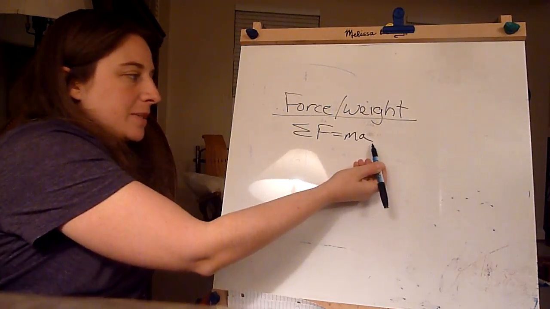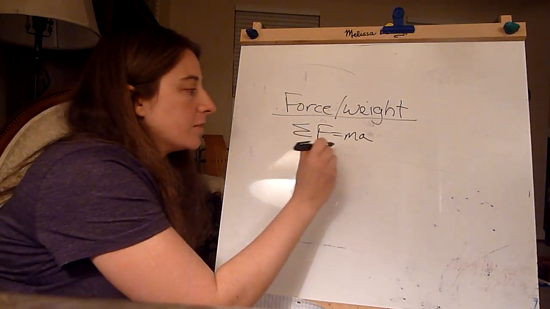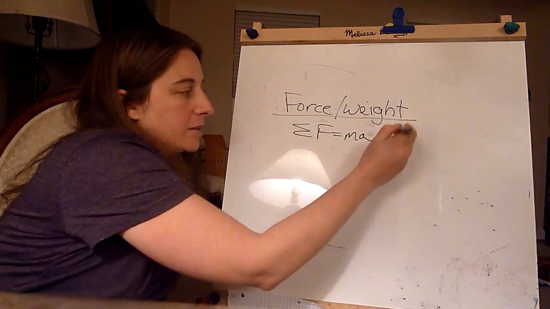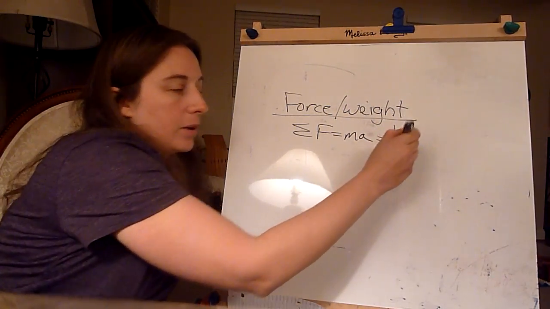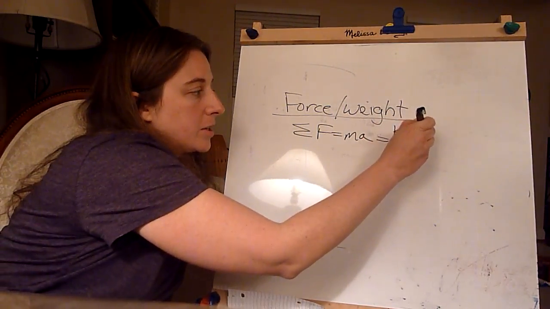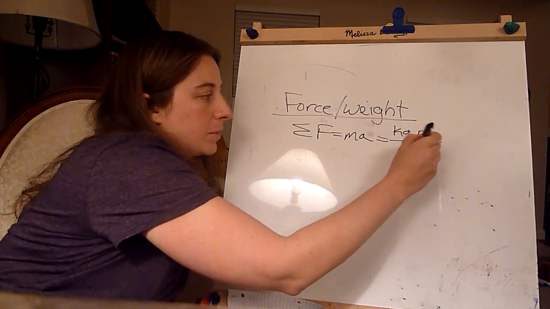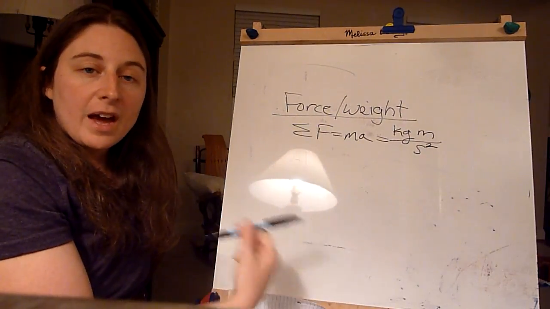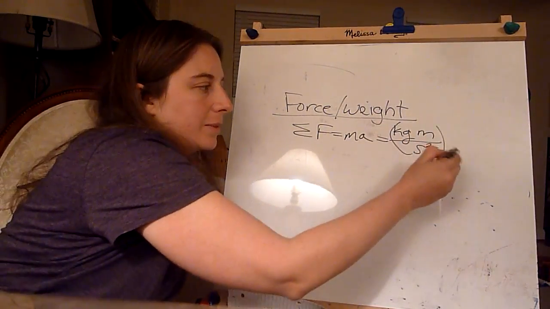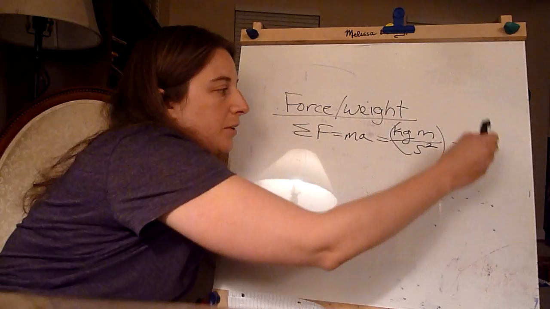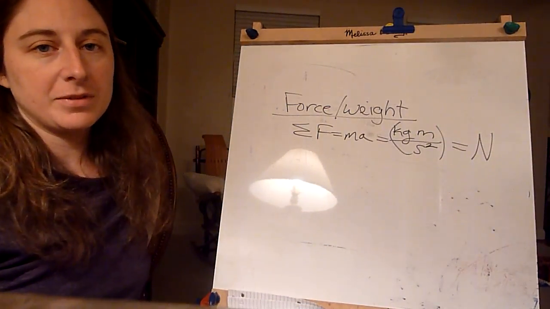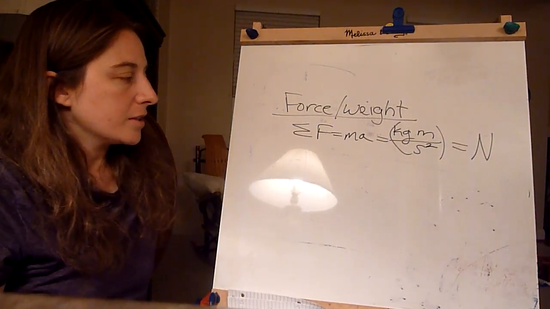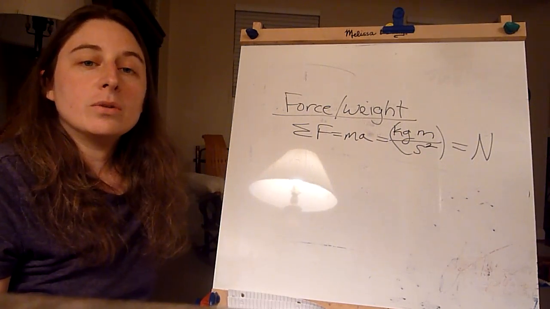So those grams times your acceleration gives you units of mass, we'll say kilogram, and acceleration is measured in meter per second squared. Well, a kilogram meter per second squared, that unit, since it's so unwieldy, we just call a Newton, named after Sir Isaac Newton, of course. So the force or weight unit is a Newton.